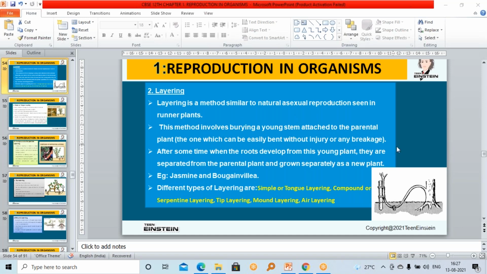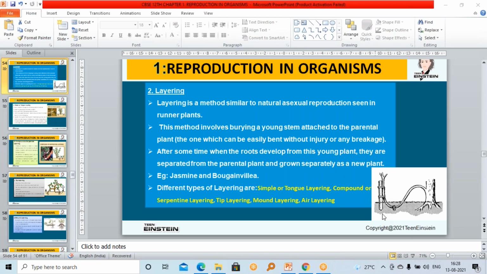In this method, the young stem which is attached to the parental plant, we are burying that part. First we are bending it without making any injuries to that part. We are bending that, then we are covering that bent portion with soil. And while selecting the part, we need to make sure that it is a low growing portion and it is flexible. So such a part we need to select and we need to bend it. Then we need to cover it with soil. Then the tip portion we need to tie with some stick or something just to get a support.